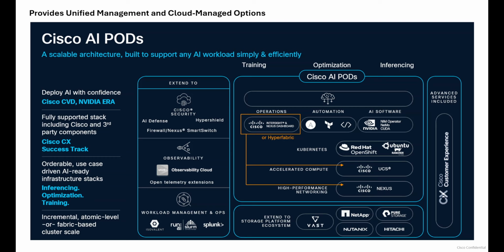Okay, so back to the original slide again, right? AI pods come with unified cluster management via Cisco Intersight and Nexus Dashboard. So this is the next point on the summary slide at the beginning of the presentation about AI pods providing unified management and cloud managed options. So the unified management aspects are referring to Cisco Intersight and Nexus Dashboard.